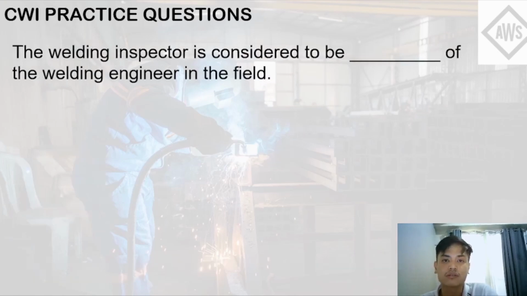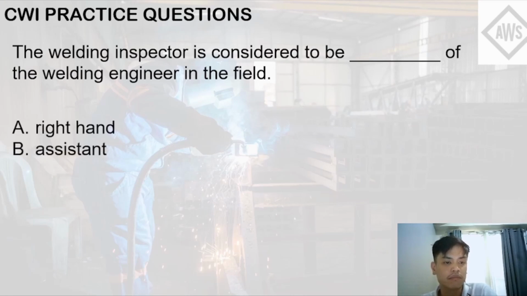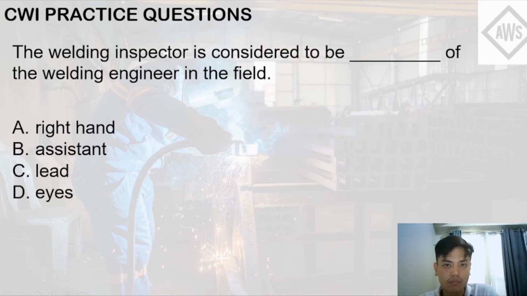Okay, so last question for the day. The welding inspector is considered to be blank of the welding engineer in the field. So, letter A, right hand, B, assistant, C, lead, D, eyes. So basically, this is what happens between how you can inspect the quality of the weld. There's what you call quality assurance and quality control. Basically, the one responsible for the quality assurance, meaning the creation of specifications and the quality standards, is the welding engineer.